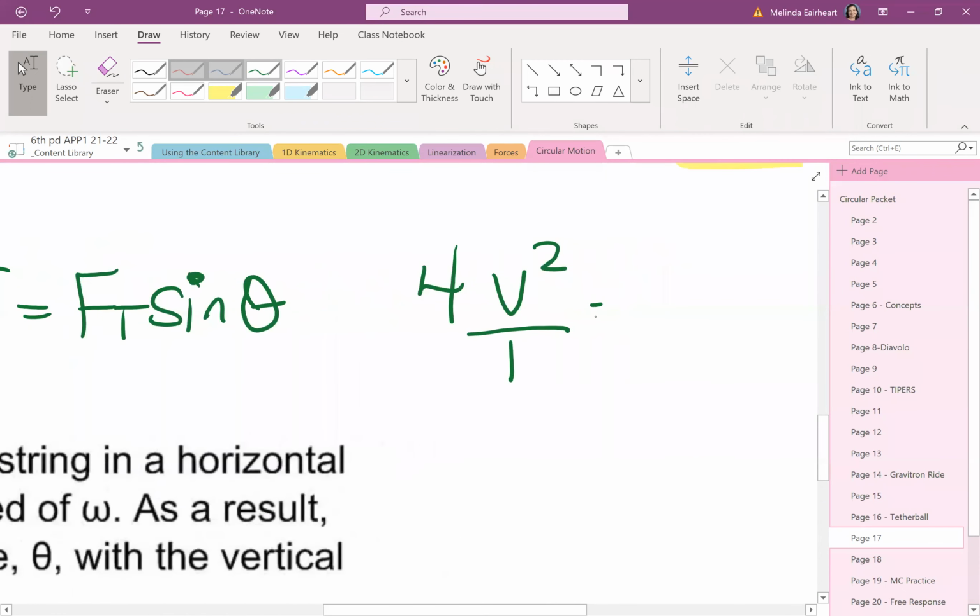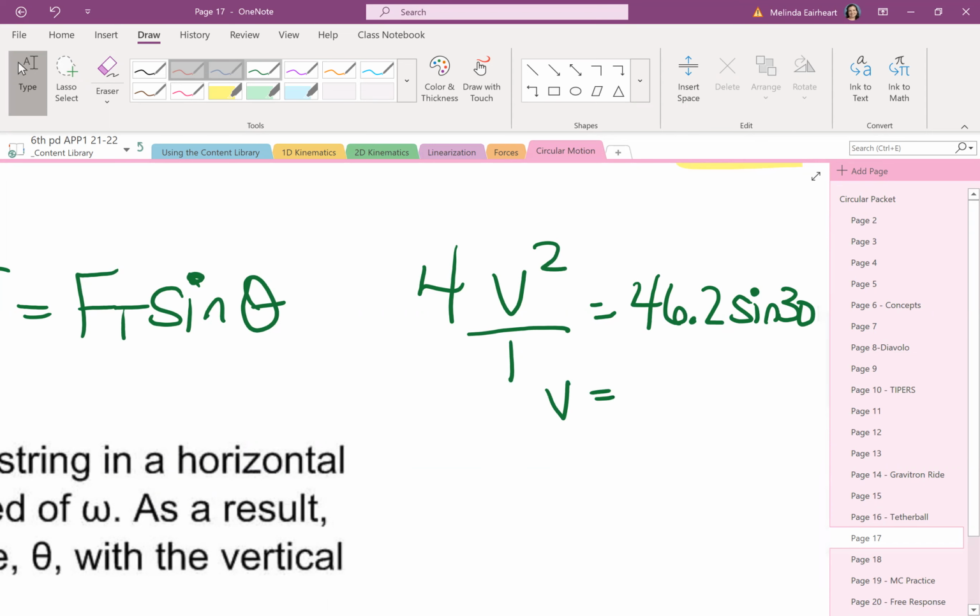And now we know the tension, 46.2 times sine 30, which again is 1/2. So speedy quick. Actually, I think I remember this one. Someone can tell me right or wrong, but I think it's 2.4. Okay, so let me know if I'm right or wrong. Okay, thumbs up, good. So we get a linear speed of 2.4 meters per second.